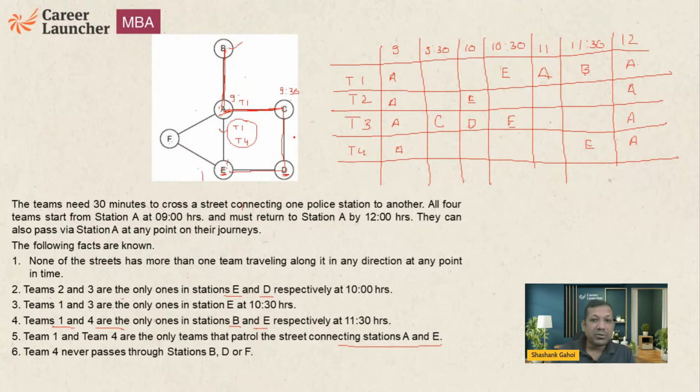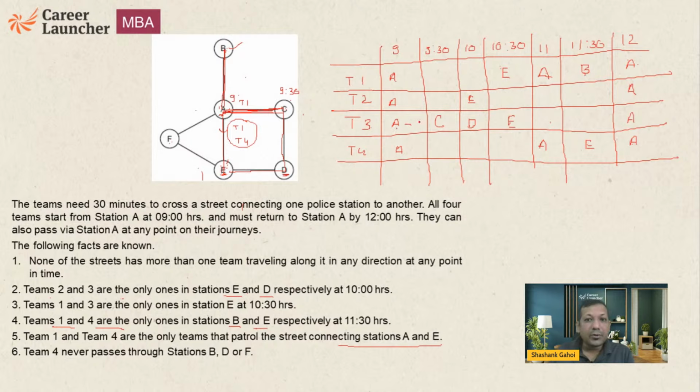Team 4 never goes to B, never goes to D, never goes to F. It means team 4 goes either to C or E. So it goes AC, AE, AC, AE, no other path. So if at 12 o'clock it is at A, at 11:30 it is E, then before that it should be A.